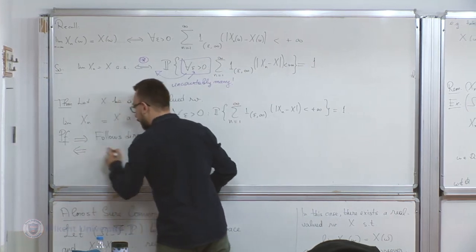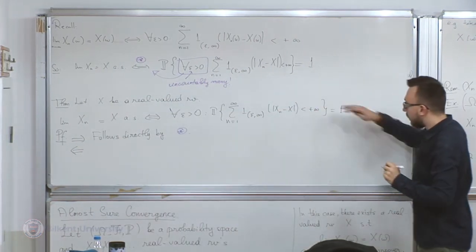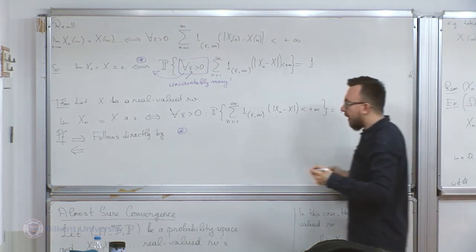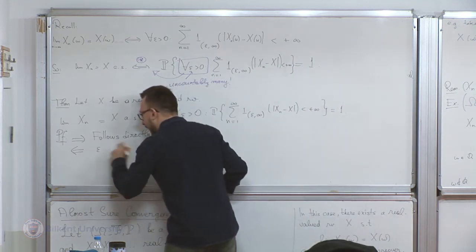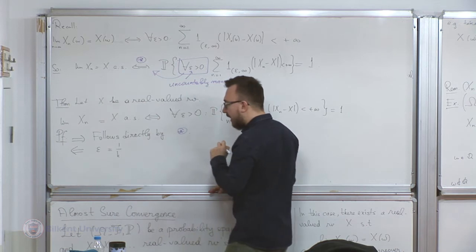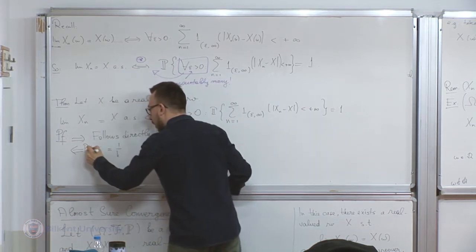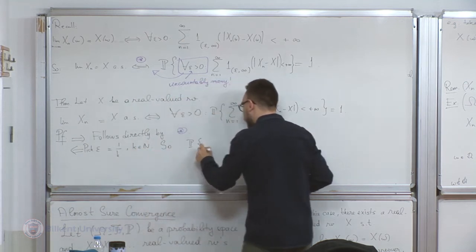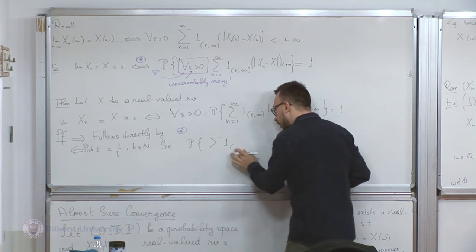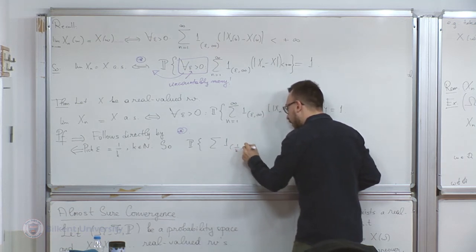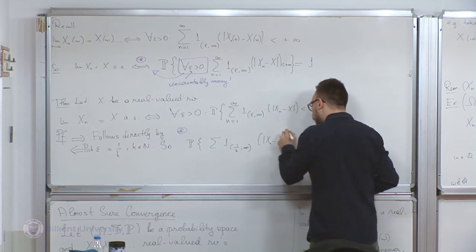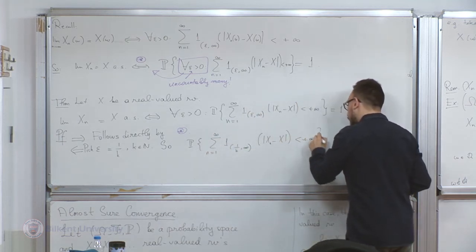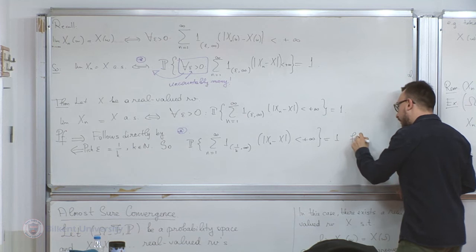What we need to show is the converse. So suppose we have for every epsilon this. If I have it for every epsilon, I can choose whatever epsilon I like. For instance, I can pick 1 over k, right? So we have that the probability that the sum over n from 1 to infinity of the indicator of |X_n - X| > 1/k is finite is 1, that is, it is finite almost surely for every k.